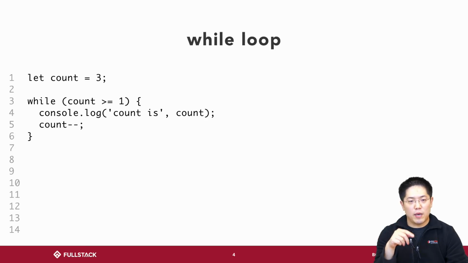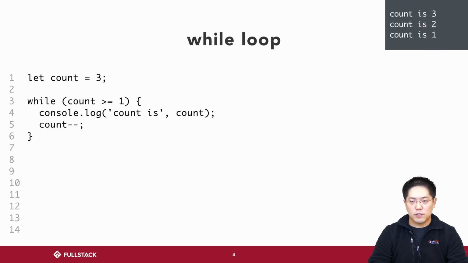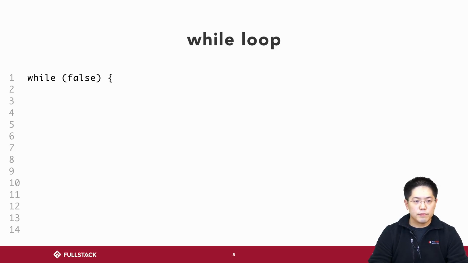And then after count is 1, we say count minus minus, that will set count to 0. And then we go back to line 3 and say, well, is 0 greater than or equal to 1? And the answer there is no. And so then we jump to line 7, right? We jump past the while loop. So here we get count is 3, count is 2, and count is 1.